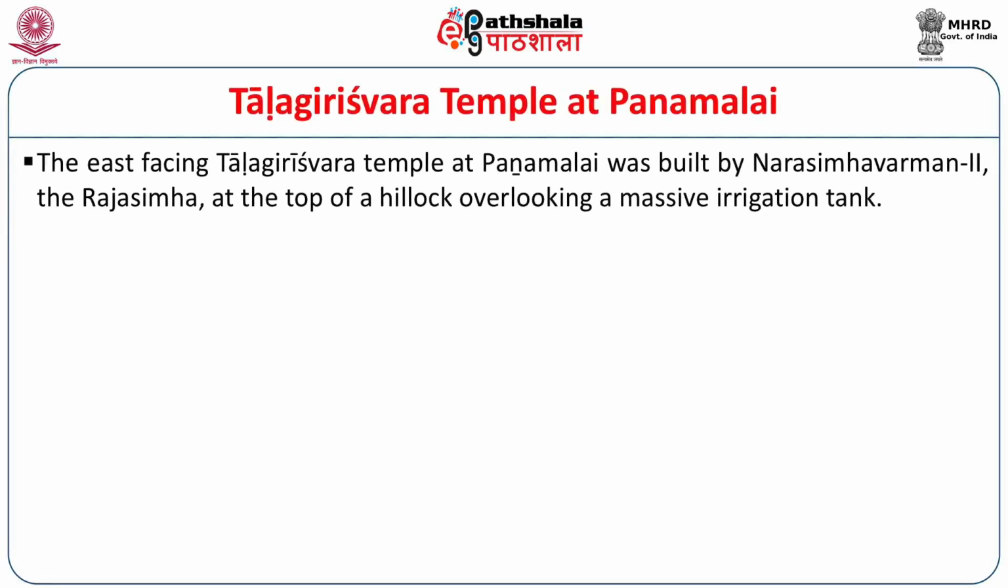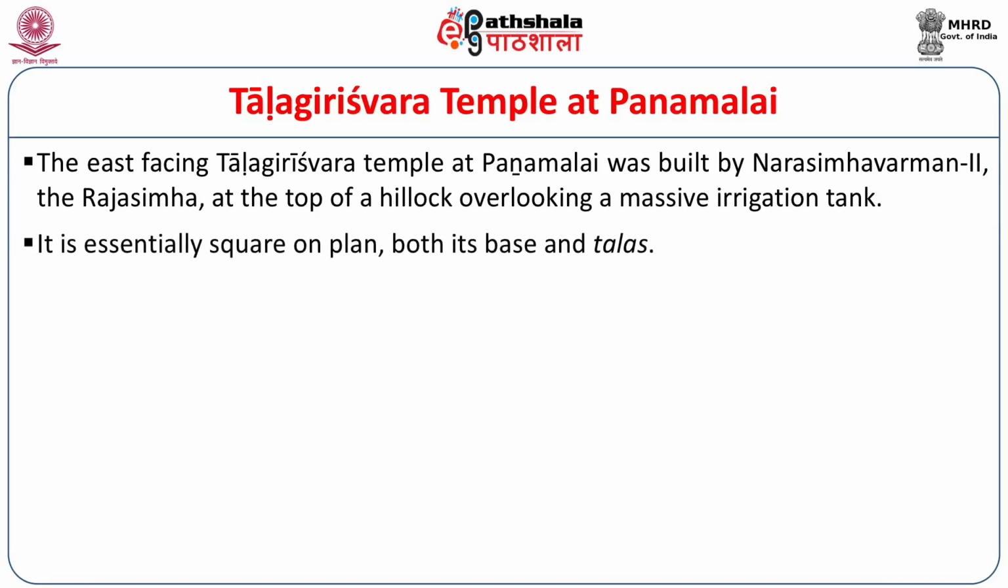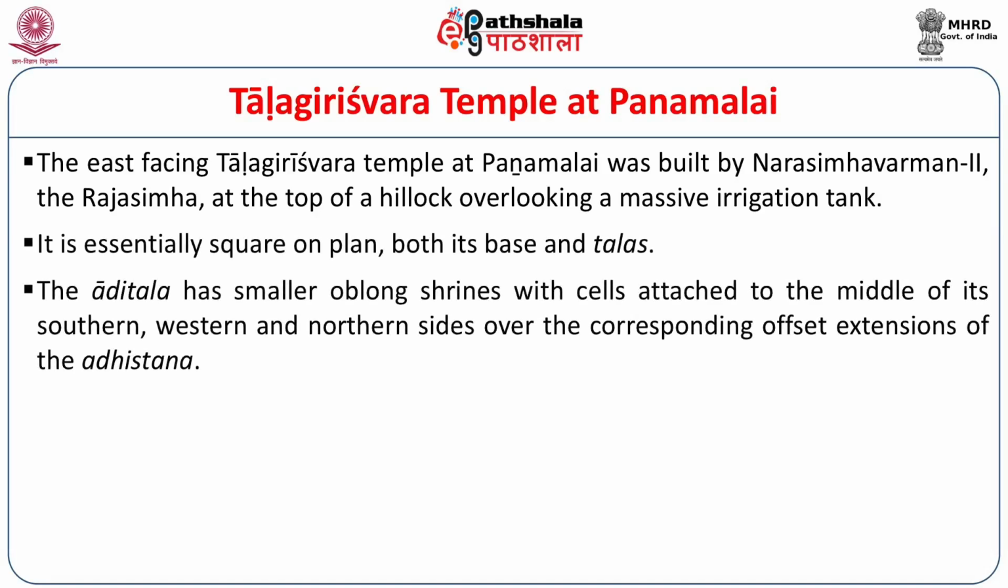The east facing Thalagirishwara temple at Panamalai was built by Narasimhavarman II, the Rajasimha, the man who constructed the Kailasanatha temple as well as the shore temple, at the top of a hillock overlooking a massive irrigation tank. It is essentially square on plan, both its base and talas. The Aditala has similar or smaller oblong shrines with cells attached to the middle of the southern, western, and northern sides over the corresponding offset extension of the Adhisthana.